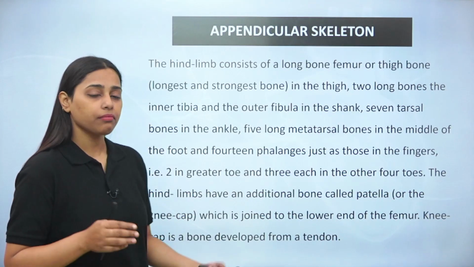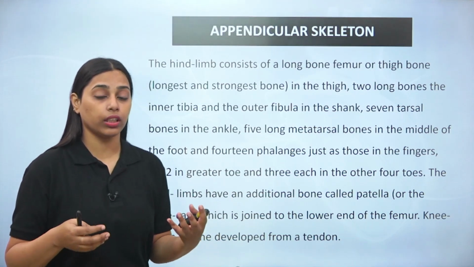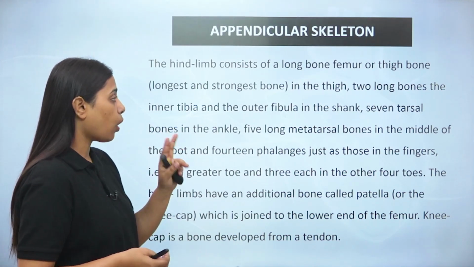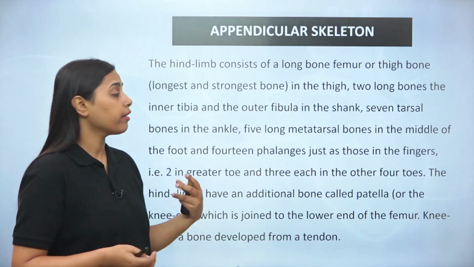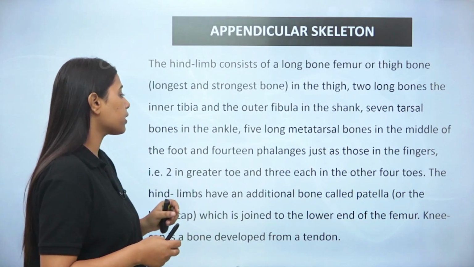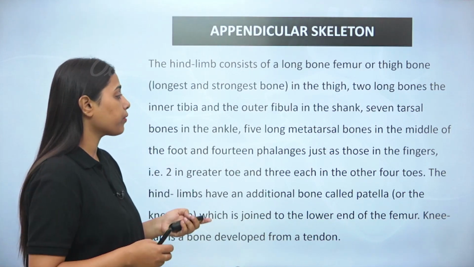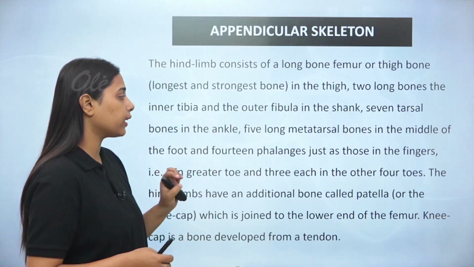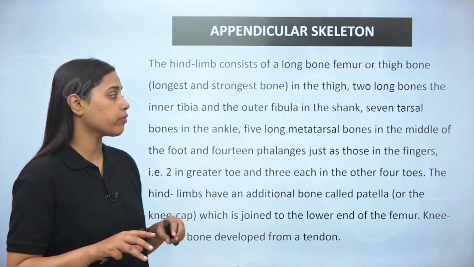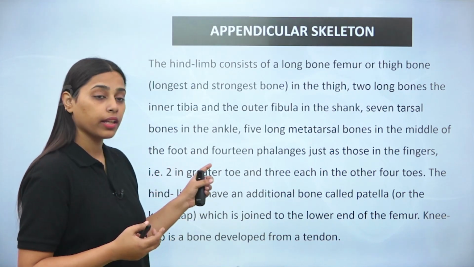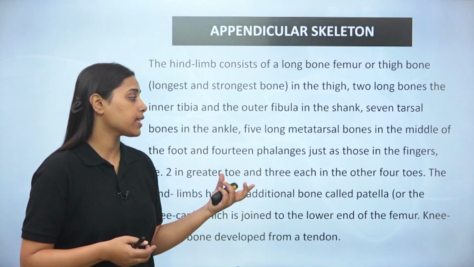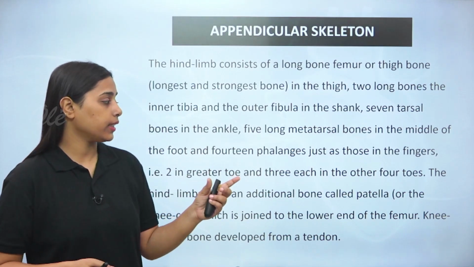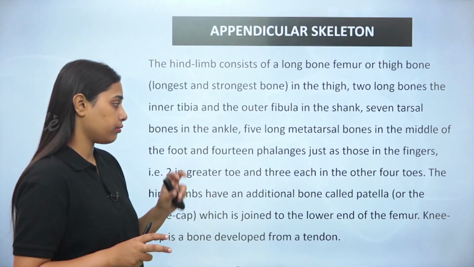The hind limb, in the same manner, consists of the longest bone, the thigh bone, femur, and in the shank there are 2 long bones also, the inner tibia and outer fibula. 7 tarsal bones are present in the ankle, whereas you have seen that there were 8 carpals in the wrist. 5 long metatarsal bones are present in the middle of the foot, and then again 14 phalanges, just as in the fingers: 2 in the greater toe and 3 in each of the other 4 toes.